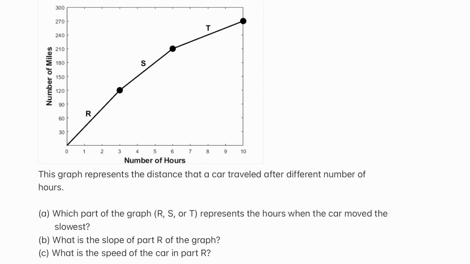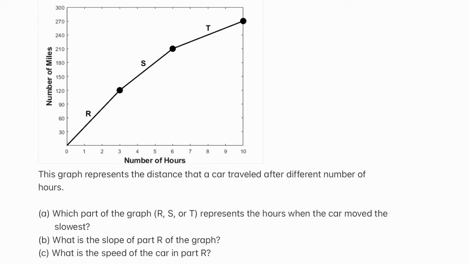What we want to do is answer 3 different questions about this graph. The first question says which part of the graph, either R, S, or T, represents the hours when the car moved the slowest. When you say something like moved, you're talking about velocity. All of these questions are going to be dealing with velocity of the car.